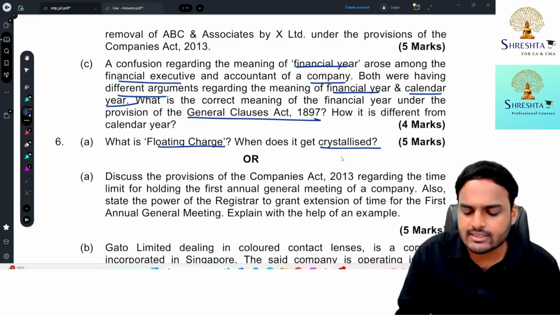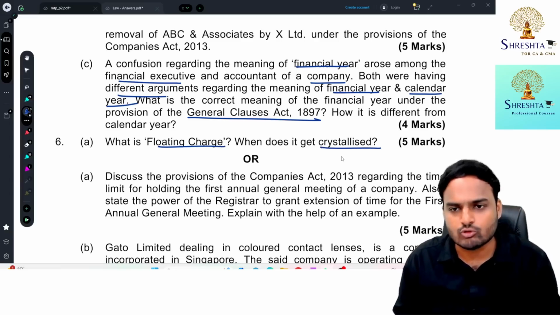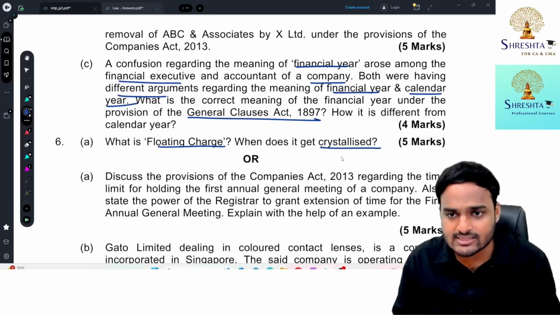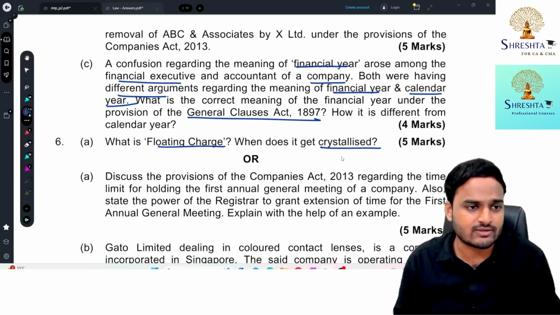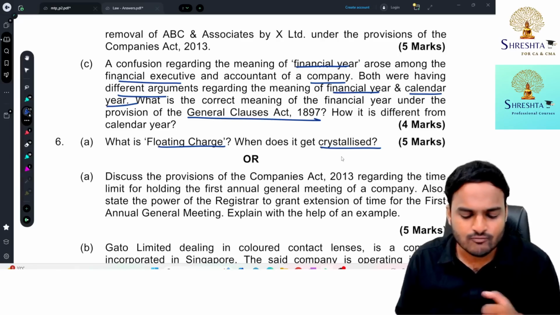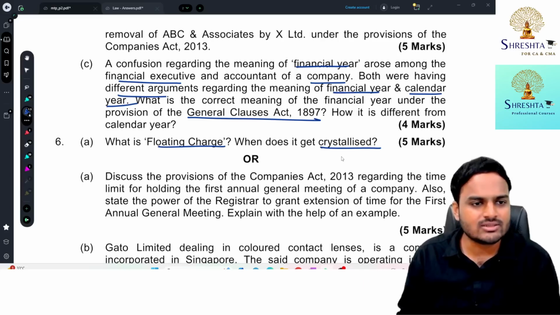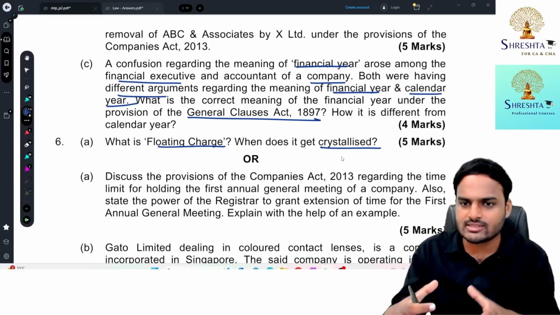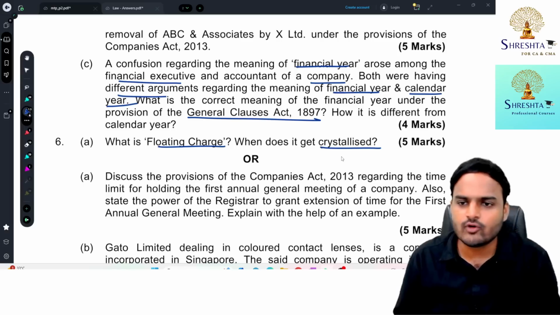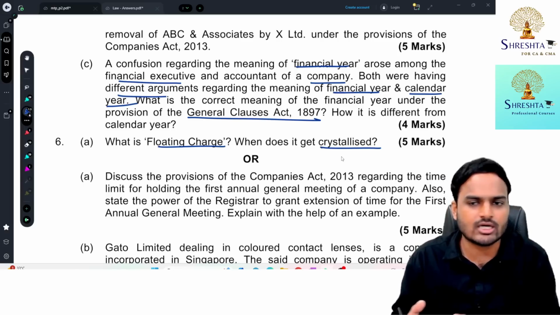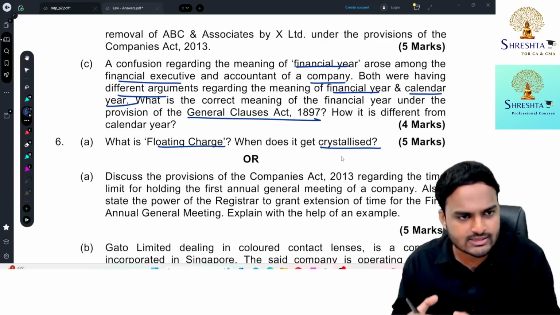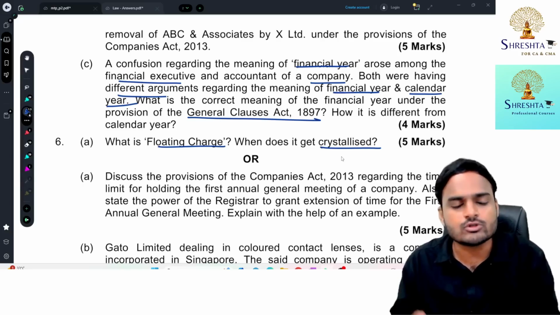What is a floating charge? When does it get crystallized? Right away theory question. When a charge is created on the assets which are fluctuating in nature, floating in nature, like stock and debtors, it comes under floating charge. Land and building, a particular asset, is a fixed charge. In case of a floating charge, the charge is extended to future assets also. The charge doesn't cover only present assets, it also covers future assets.